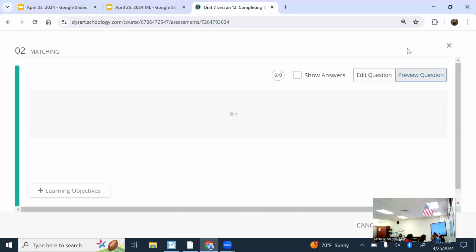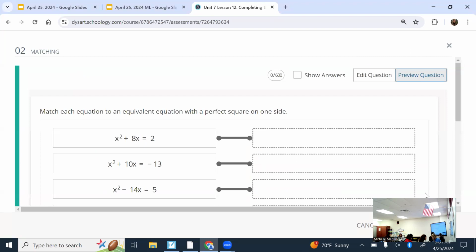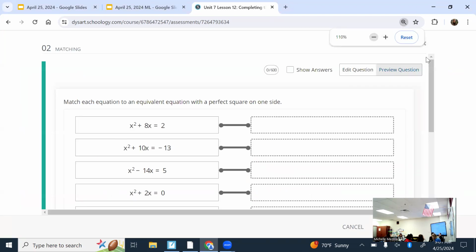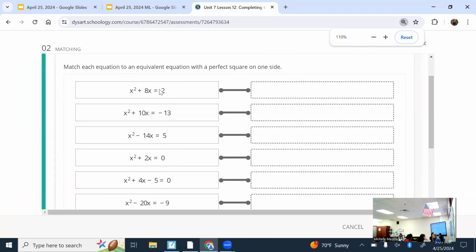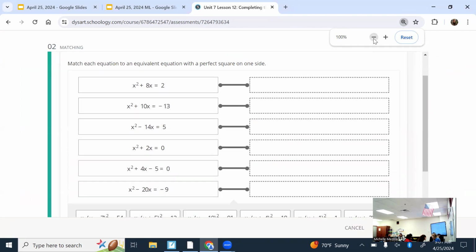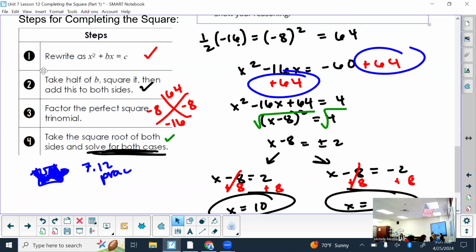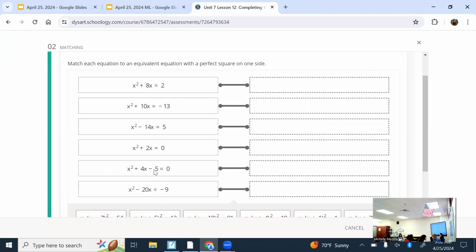So number 2 on the lesson 12 practice, if anyone else had trouble with that one too, we are matching each equation to the equivalent equation with a perfect square on one side. So if you're wondering what in the world they want you to do, it would be this step in your completing the square step. When you make the perfect square on one side, you would have already rewritten it, and it looks like all of these are in the format it wants, except for maybe this one. We'll have to rewrite that one.